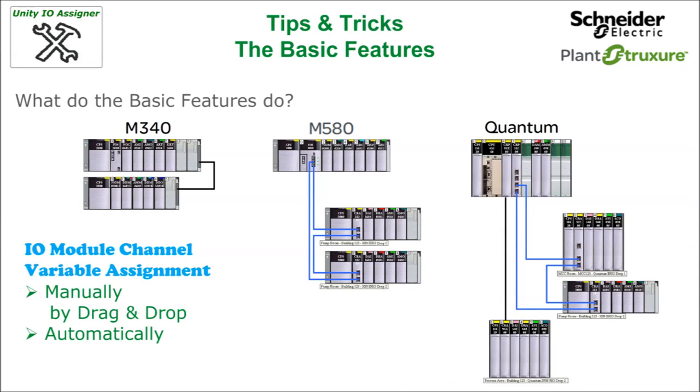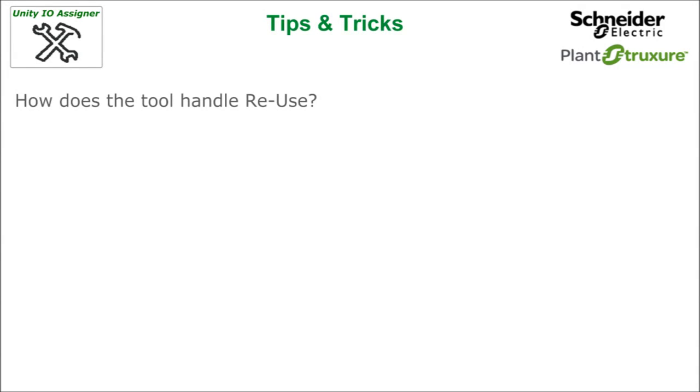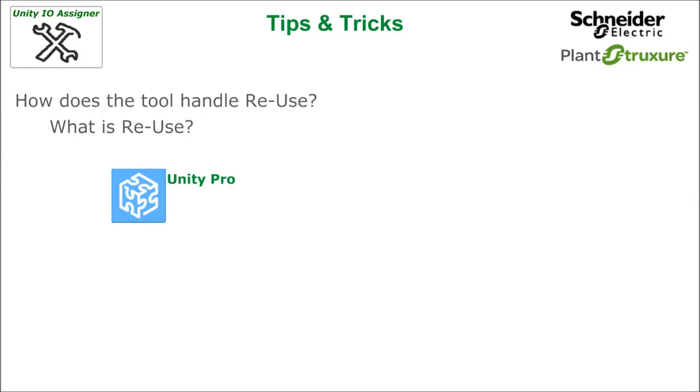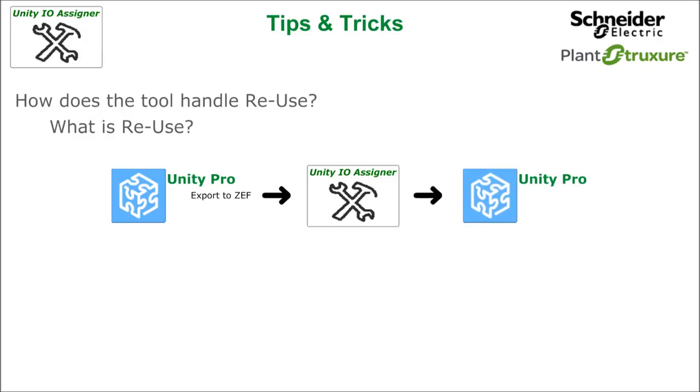An important tip to provide is how the Unity I/O Assigner handles reuse. What is reuse? This is when a Unity project is run through the Unity I/O Assigner and then modified, which can include changes to the hardware configuration, data or variable modifications, and code changes, and then run through the Unity I/O Assigner again. The important aspect of this tip is to understand that the validity of the output resulting from reuse is dependent on which Unity I/O Assigner features have been executed.